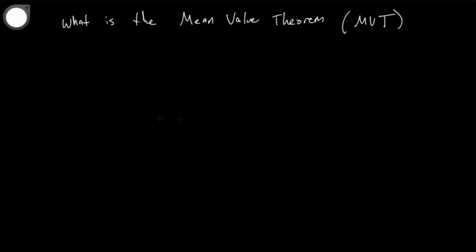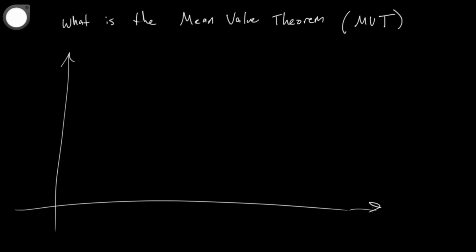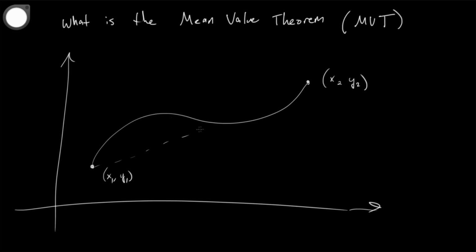So for me, to answer this question, I'm going to give myself a graph. Here's a graph. And I'm going to look at the slope from the initial point here, which I'm going to call x1, y1, and then the final point here, x2, y2. This slope, which I'm going to call m, is y2 minus y1 over x2 minus x1. That's the slope between these 2 points.